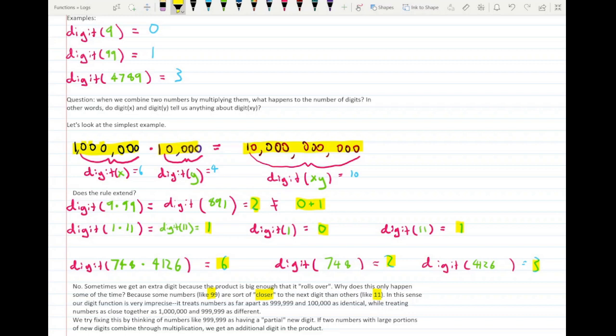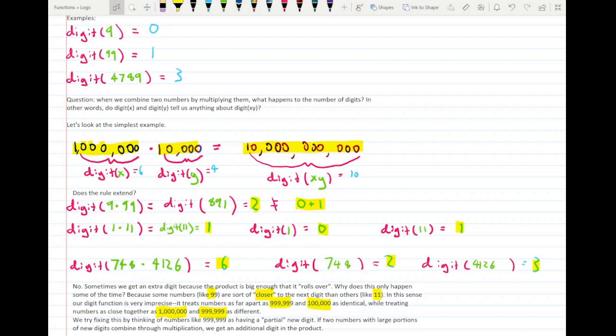So the digit function we've defined here is actually really imprecise because it treats numbers as far apart as 9999 and 100,000 as identical, even though they're nearly 10 times apart. But it treats numbers as close together as a million and 999,999, which are just one apart, as different because they have a different number of digits.